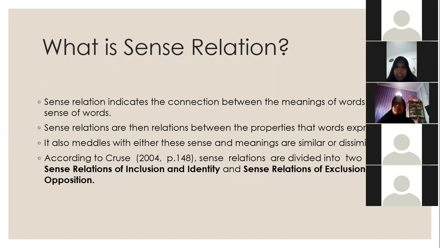According to Cruse, sense relations are divided into two classes: sense relation of inclusion and identity, and sense relation of exclusion and opposition. These two classes will then be explained by my friends. That is all from me, guys. Thank you.